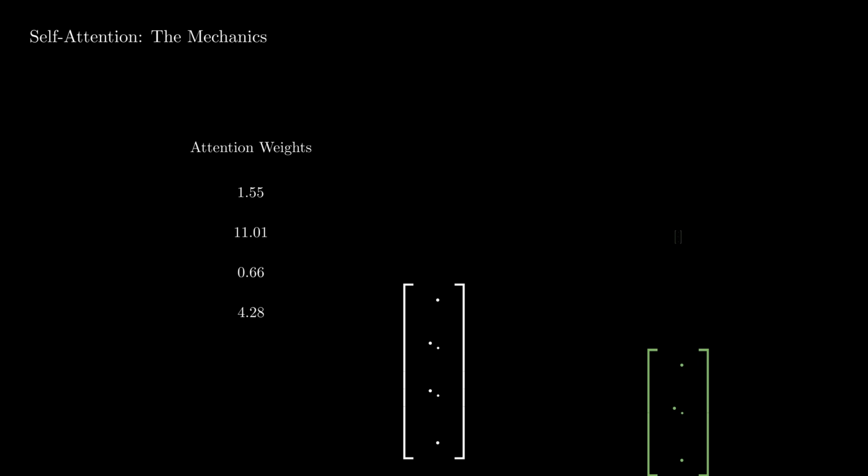The final step is to sum up all of these weighted value vectors. This sum creates a new vector, which we'll call Z4. This vector, Z4, is the new, contextually aware representation for the word thinking. It is a blend, a weighted average of all the information in the sentence, filtered through the lens of attention. It started as just the embedding for thinking, but now it has absorbed the highly relevant context from machine. This Z vector is what gets passed up to the next layer of the transformer.